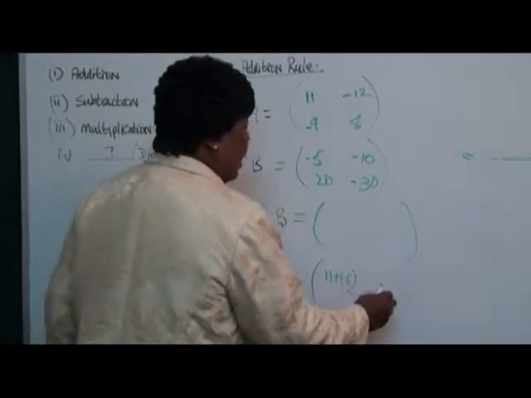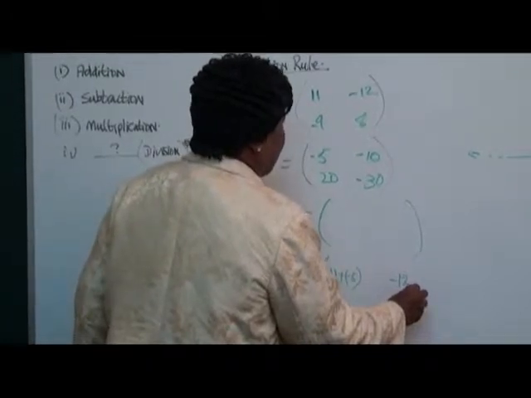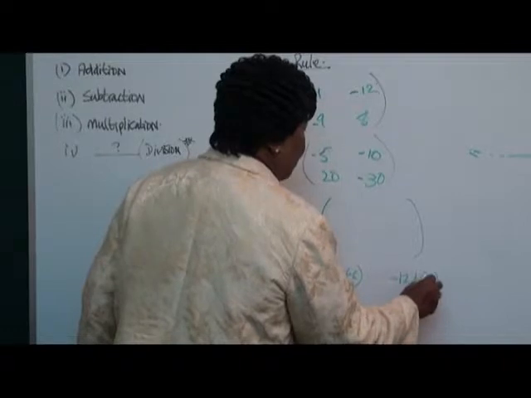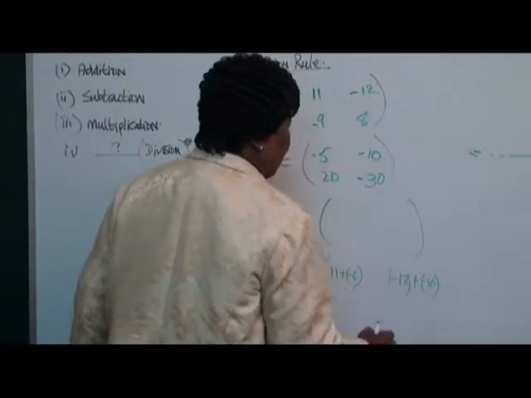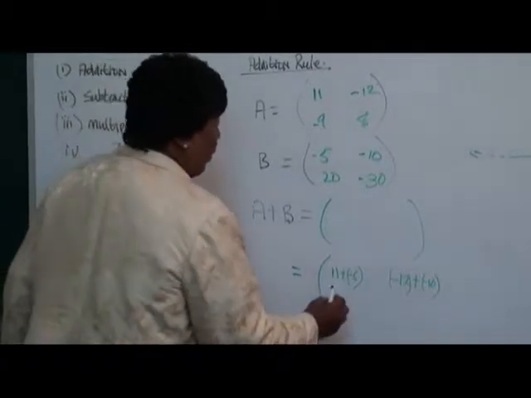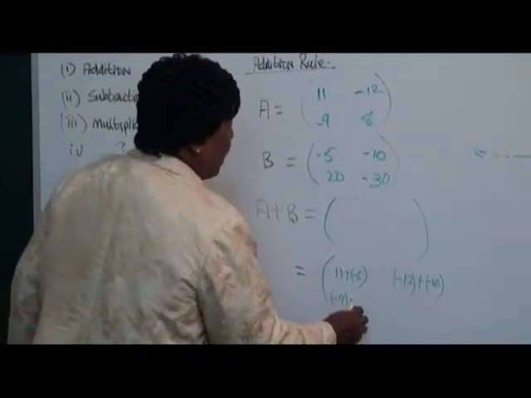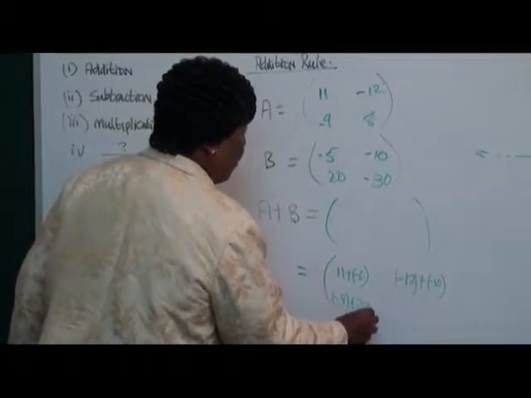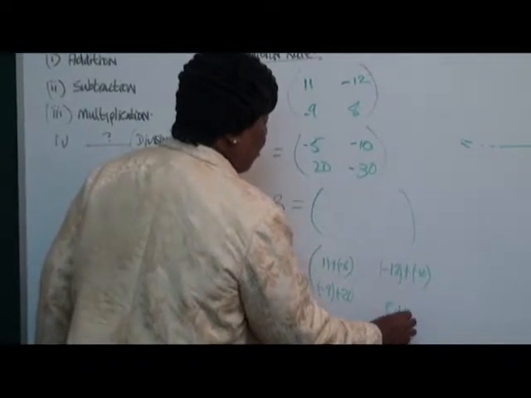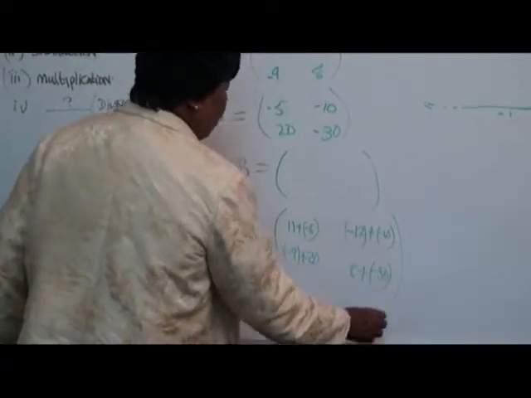And then the name of this number is negative 12, and it is plus, the name of this number is negative 10. Putting them in a bracket when they're called negative numbers, okay? And then we have negative 9, name of that number, and it is plus 20. And then we have 8, and it is plus negative 30. That's the name of that number.